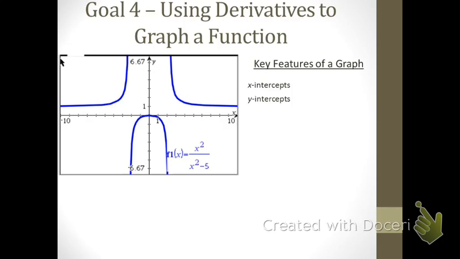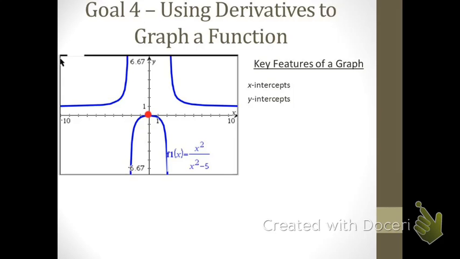The first key features of a graph that you're going to want to employ when you're trying to sketch a graph is you've got to know where the x and y intercepts are. Now for this particular graph, those happen to coincide with one another because the point (0, 0) is both the x-intercept and the y-intercept.